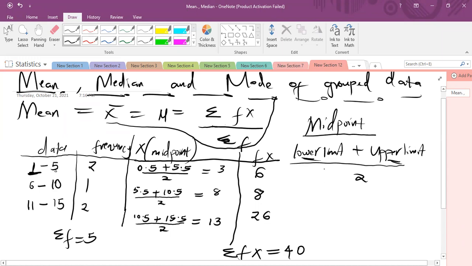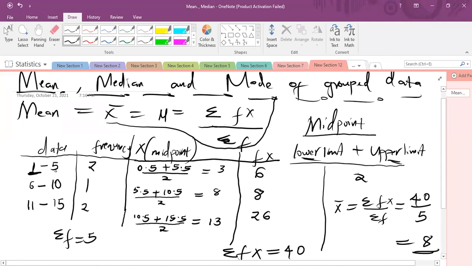So what is our mean? As I've said, mean is given by summation fx over summation f. And in our case here, it will be 40 divided by 5. And what is our mean? Our mean is equal to 8.